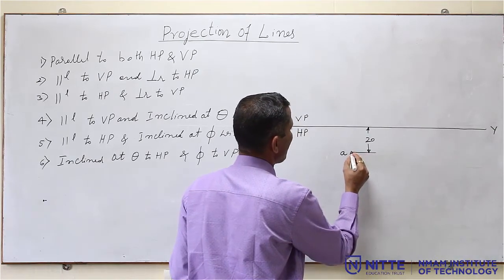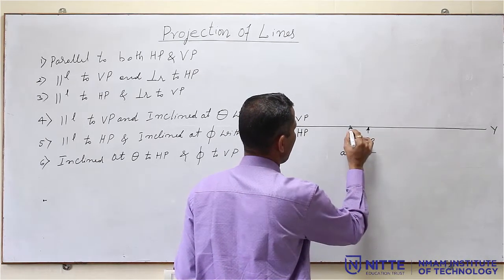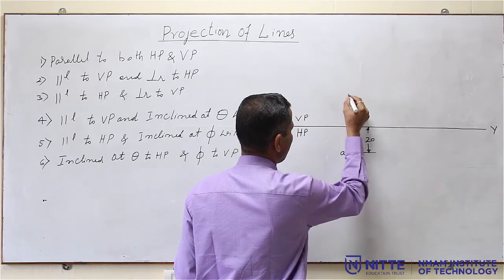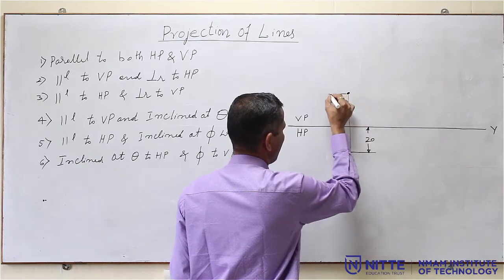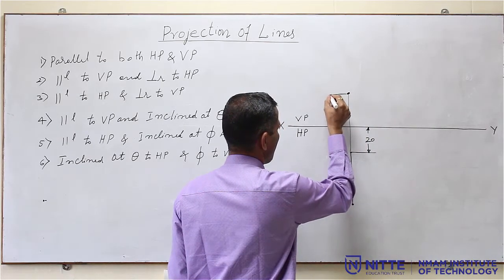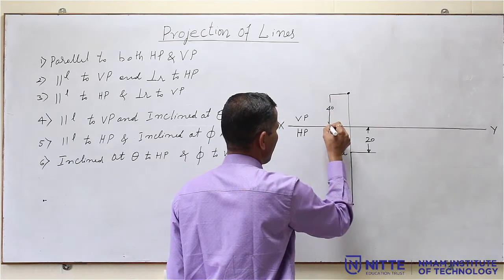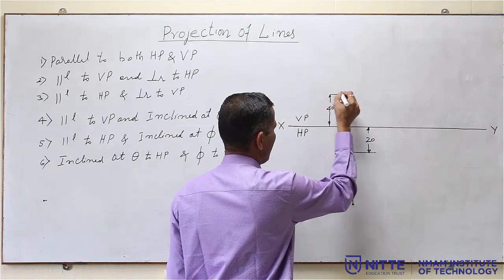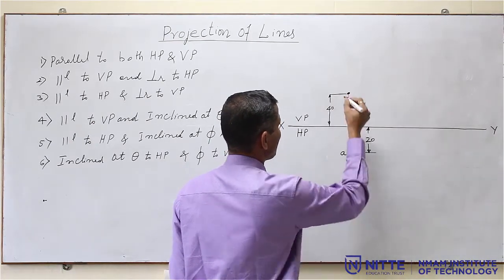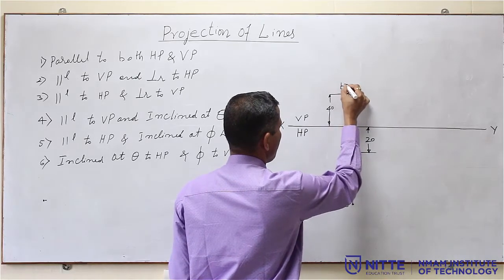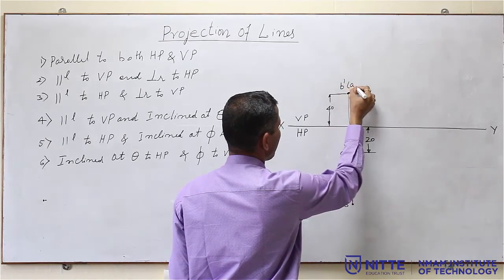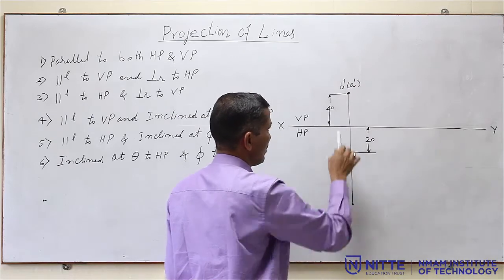The front view is a point. So, project this, and above HP how much distance? 40 mm or 30 mm. This is the point. What is the name of this point? B dash, inside the bracket A dash. Why? This is the front view.